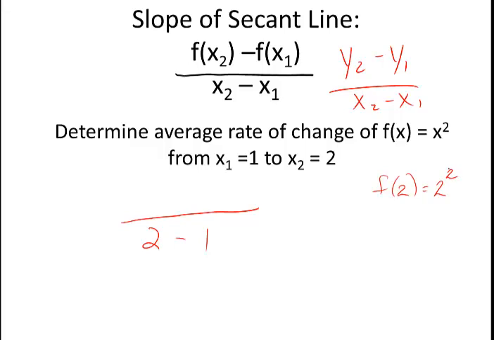So I fill in 2 wherever I see x, and I get 2 squared is 4. So f of x2 is 4. Similarly, I can find f of x1 by filling in 1 for x, and I know that 1 squared is 1. So when I simplify, 4 minus 1 is 3, and 2 minus 1 is 1. So again, the slope is 3 over 1, whether we do it graphically or we write it out algebraically.